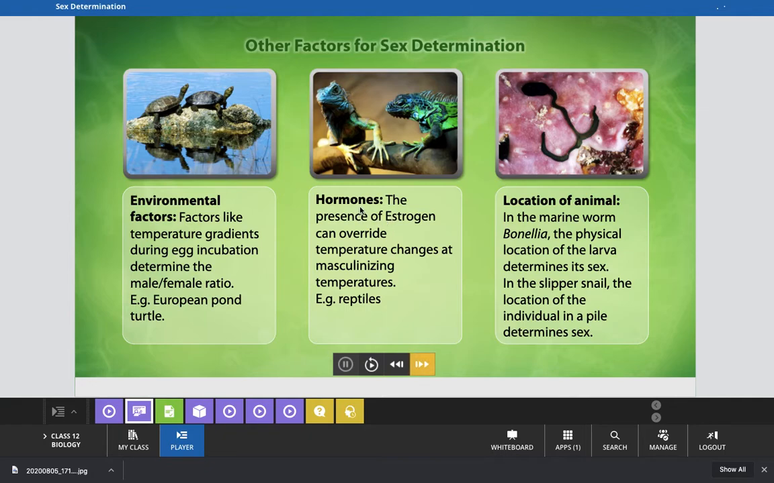And in some animals, hormones are also responsible for the determination of sex. The presence of estrogen can override temperature changes at masculinizing temperatures, like in the case of reptiles. And the location of animals can also determine the sex, like in the case of Bonellia, where the physical location of the larva determines its sex. In the sleeper snail, the location of an individual in a pile determines the sex.